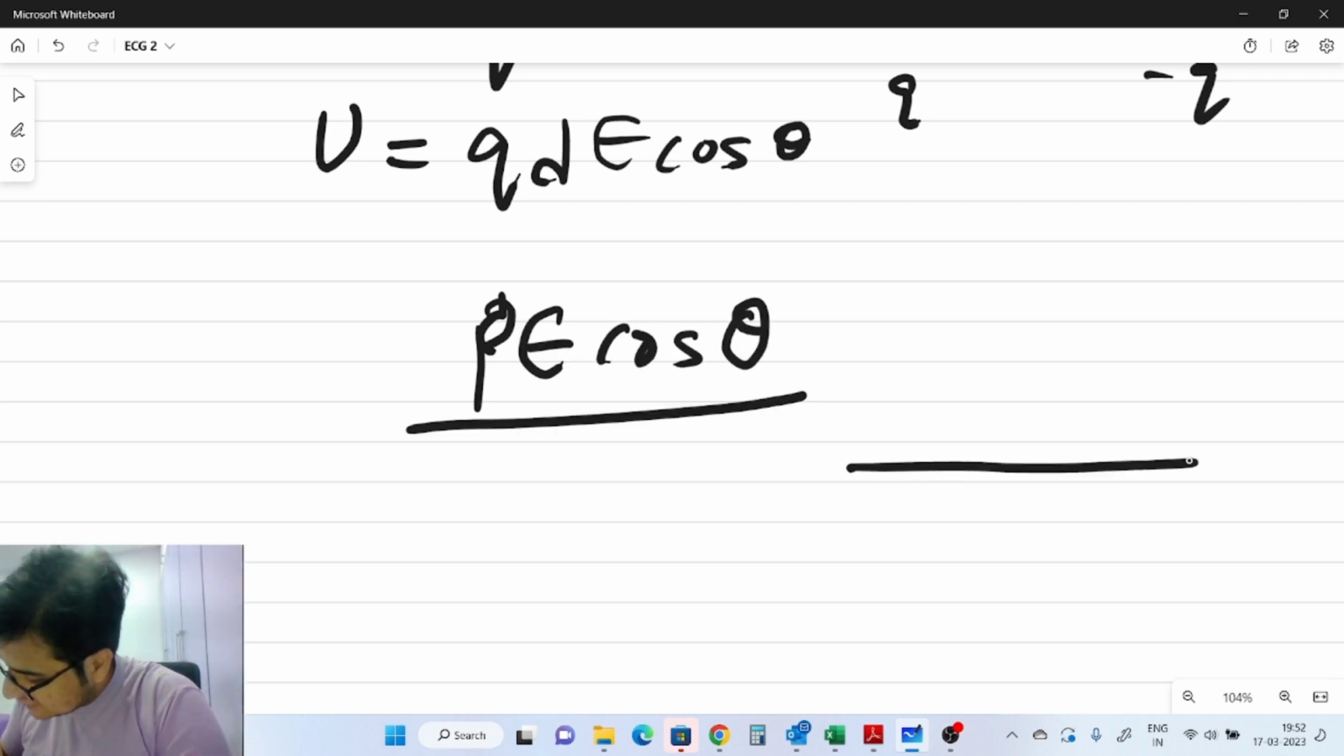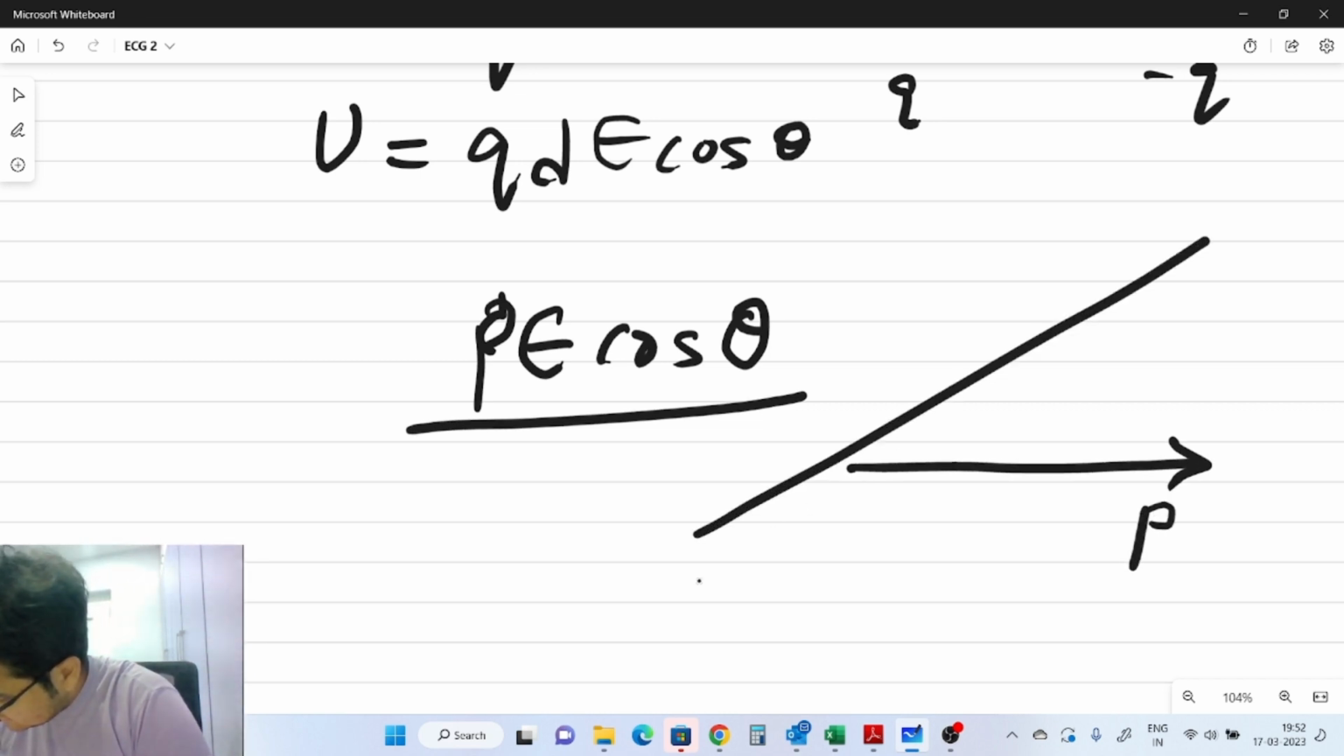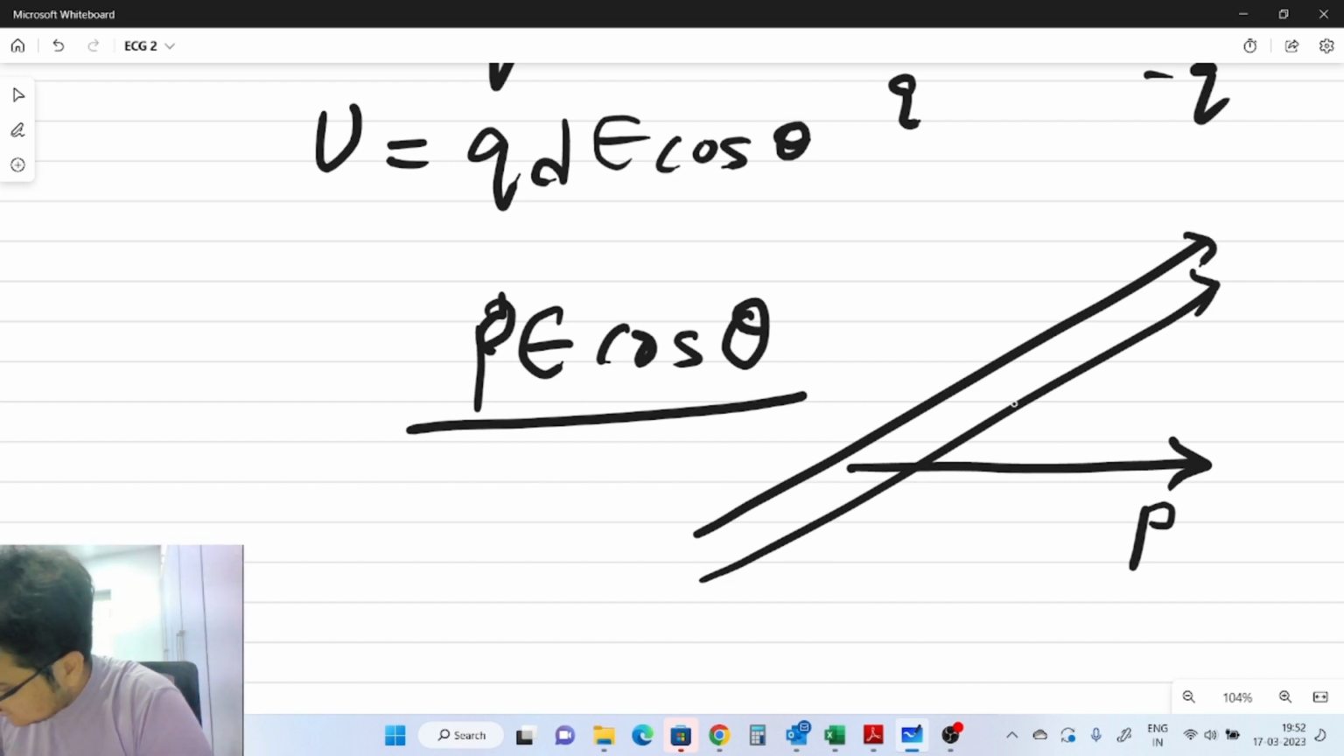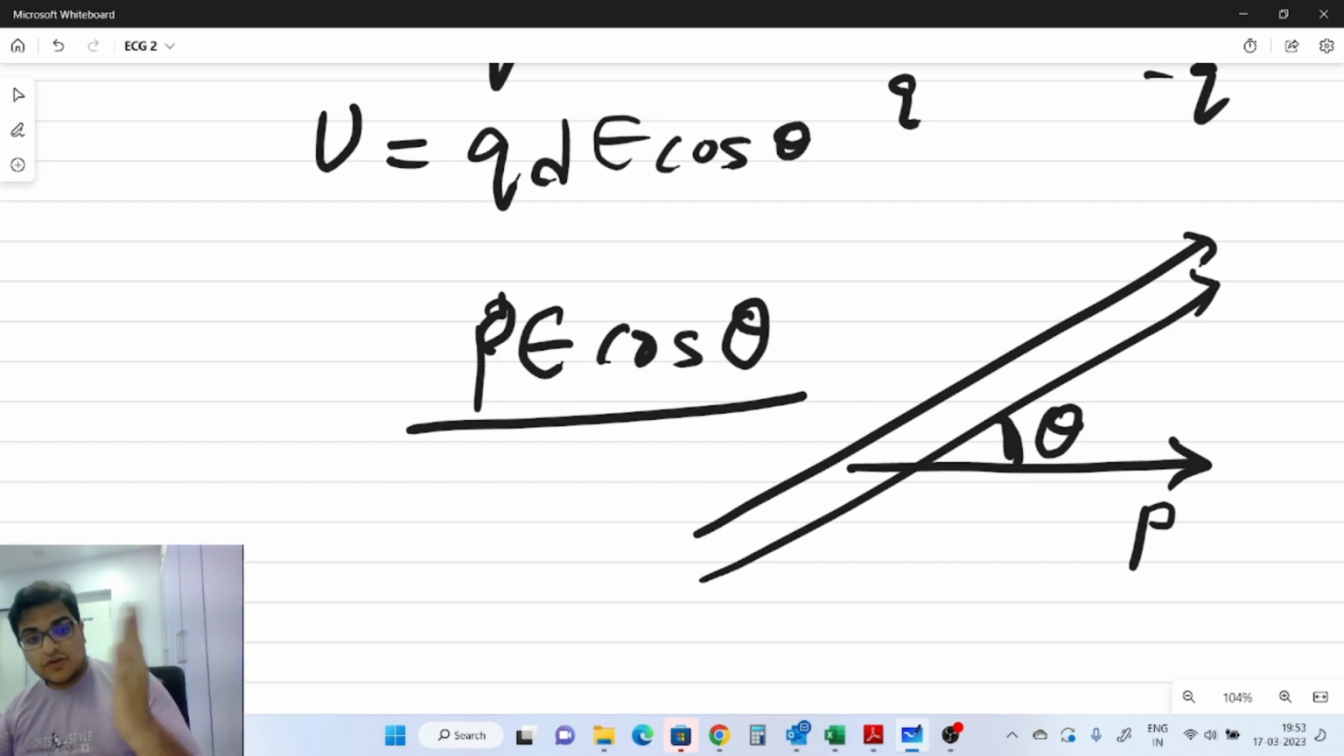Suppose this is the direction of the dipole moment, and this is the direction of the electric field. The angle between them will be theta. So how will you resolve the vector? When you resolve the vector, you will write PE cos theta. That is what the dot product means.